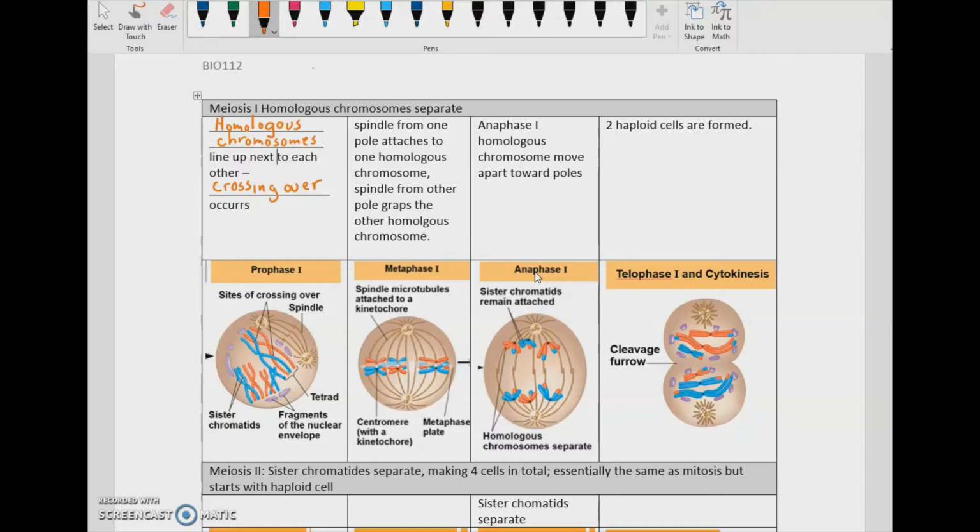In metaphase I, the spindle forms. Here are the kinetochores, and the spindle forms. We see the chromosomes line up on the metaphase plate. In anaphase, the homologs move apart toward the poles. This is the part that makes it separate. When we did anaphase in mitosis, we were separating sister chromatids. But here in anaphase I, the sister chromatids stay attached, and the chromosomes are separated. And then we have telophase and cytokinesis.